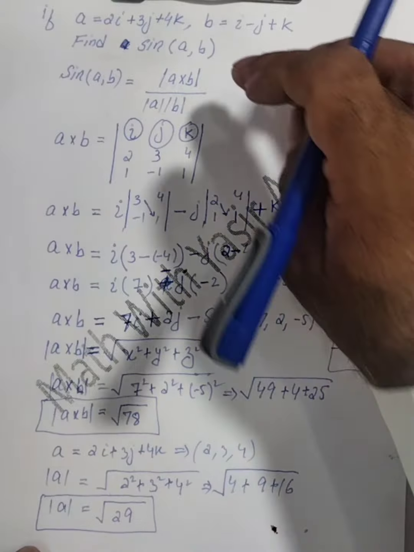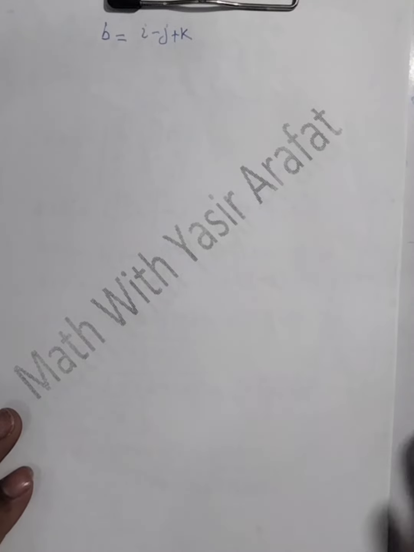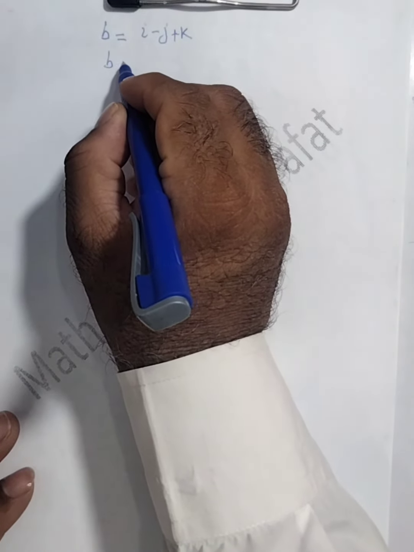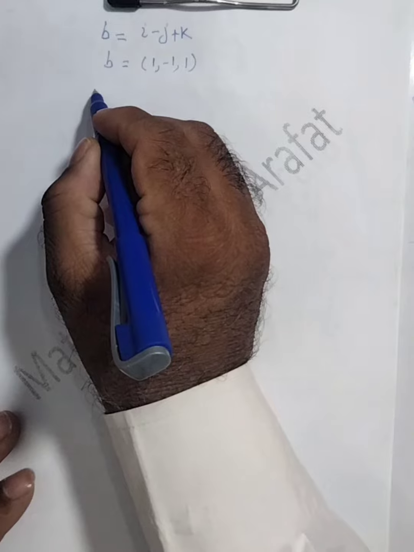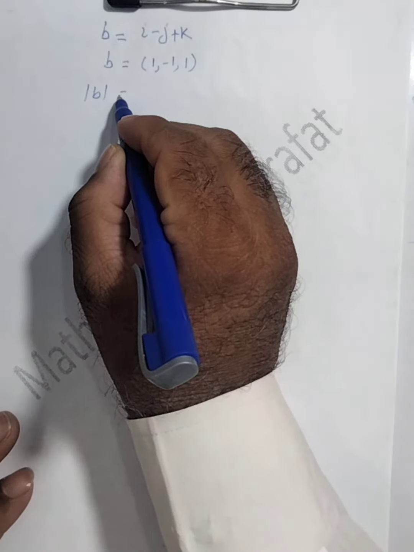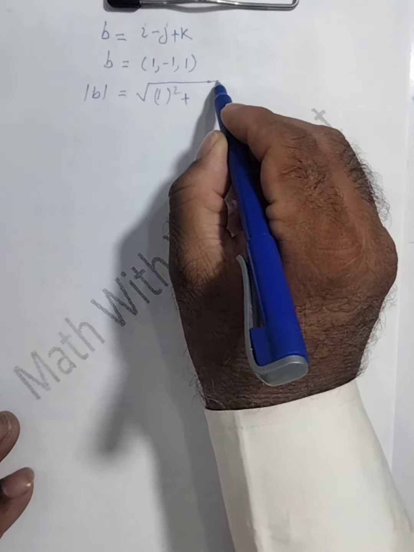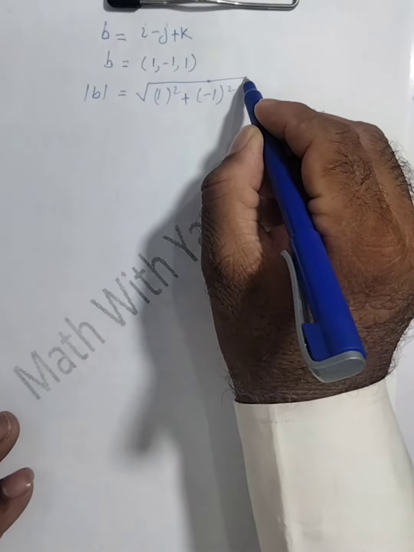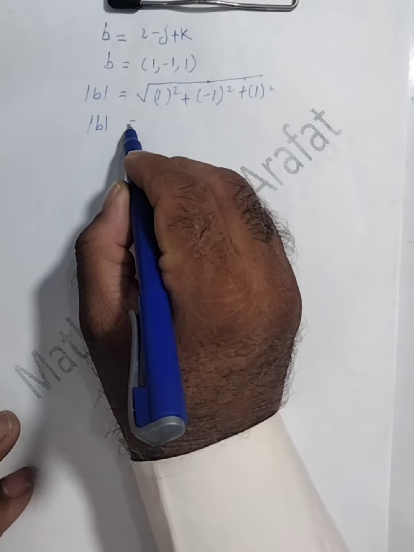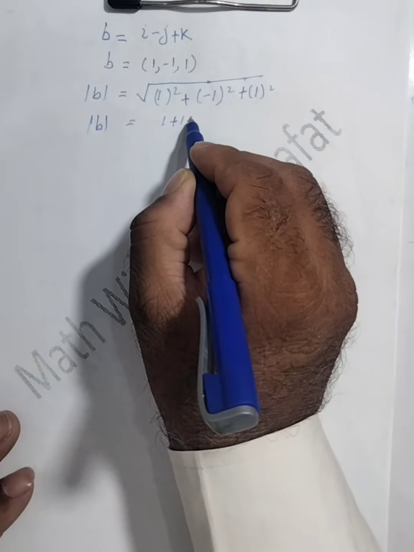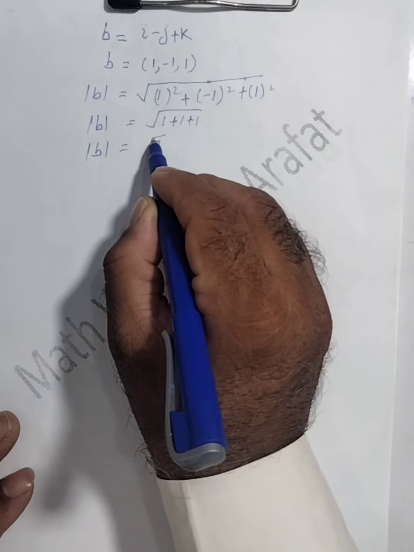Now we have to find the modulus of B here. Again we write it as an ordered pair first. So the modulus of B is 1 square, minus 1 square and plus 1 square, that is 1 plus 1 plus 1, and the modulus of B is radical 3.